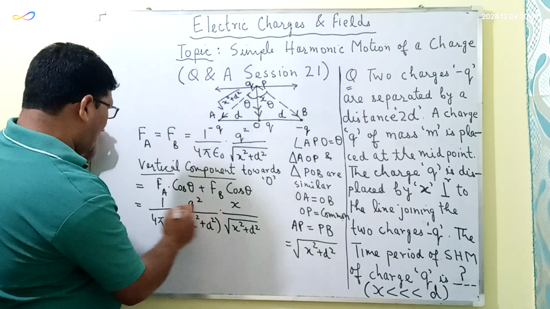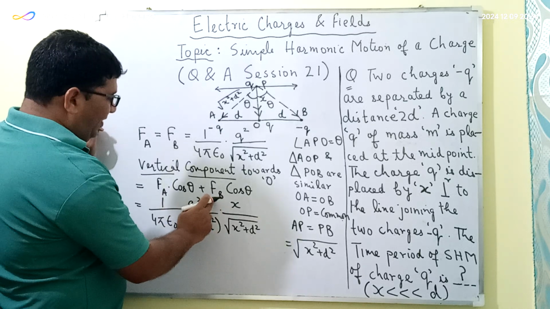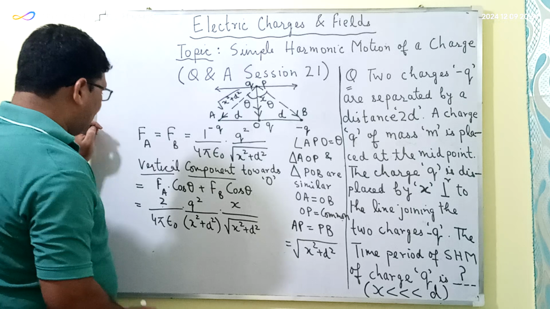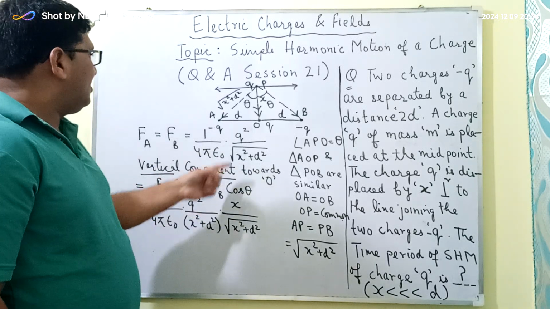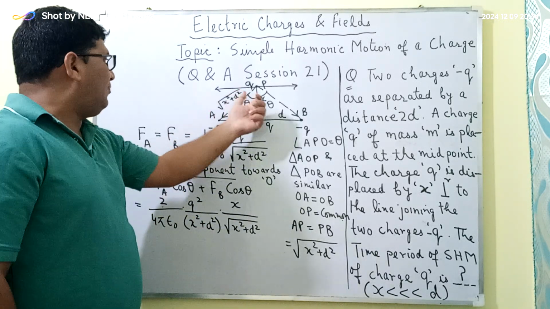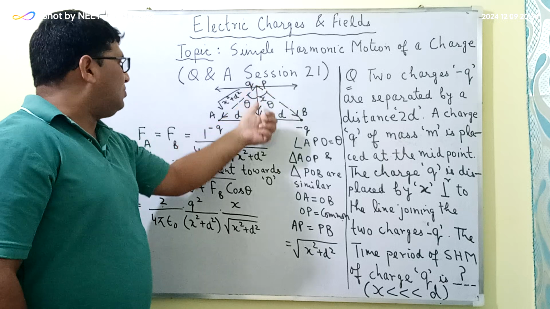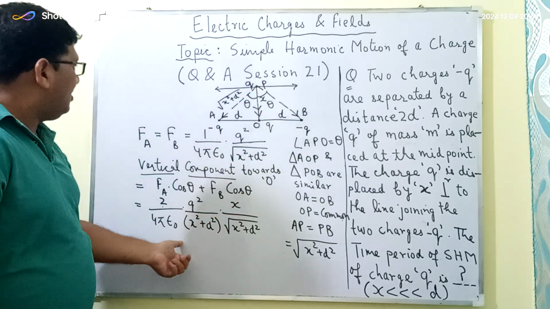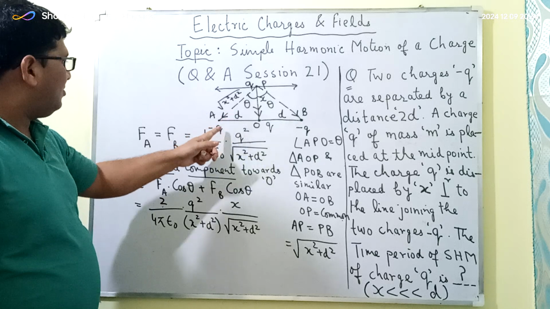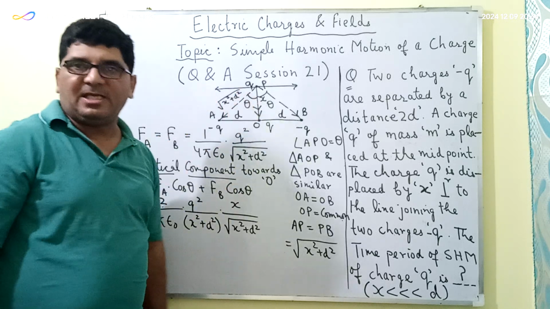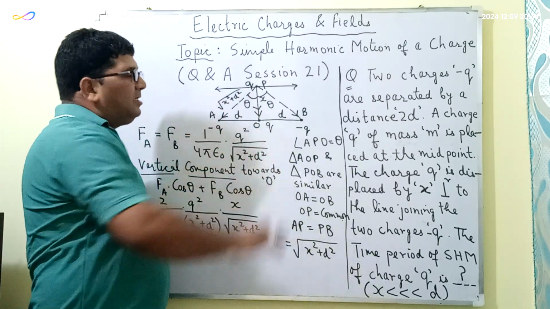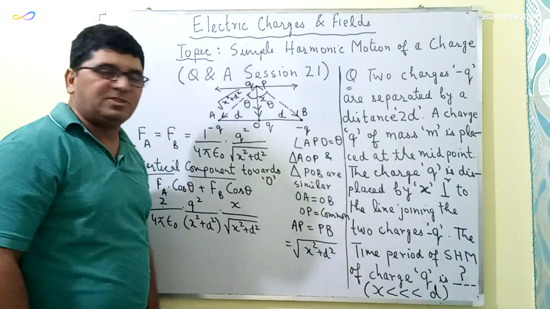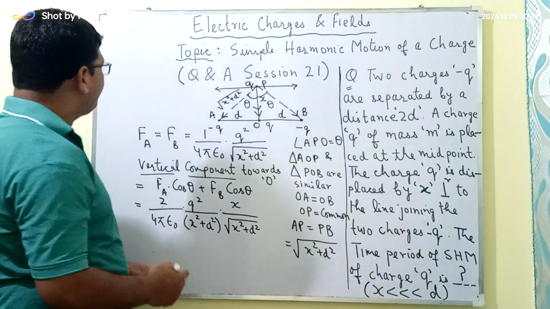So from here, the value of Fb will also be the same, so this will be 2 times. So the total vertical component, or you can say the total vertical force acting on this charge q towards its mean position, is equal to this value. And the horizontal components of these two attractive forces will cancel out each other because they are acting in exactly opposite directions.